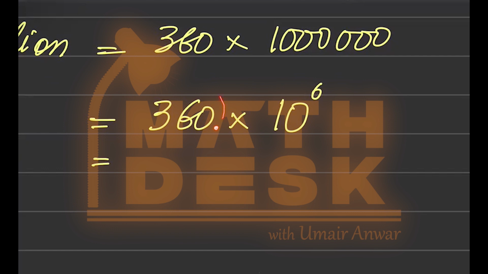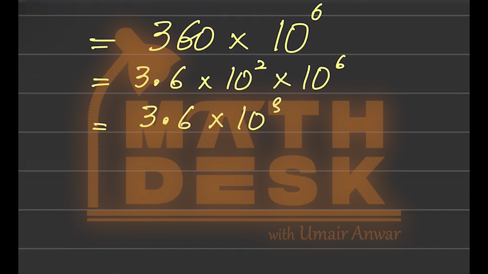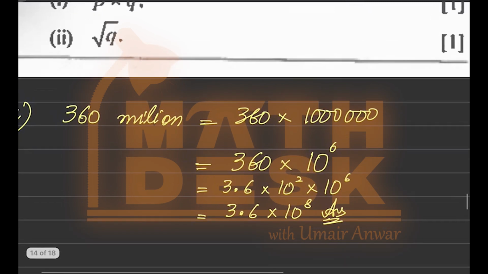It is to be moved 2 digits to the left. And when it is moved to the left, it is written with a positive integer of 2. So 10 raised to 2 would be written over here, and there would be another 10 raised to 6 over here. So it would become 3.6 into 10 raised to 8 as the final answer for this part, where we converted 360 million into standard form.